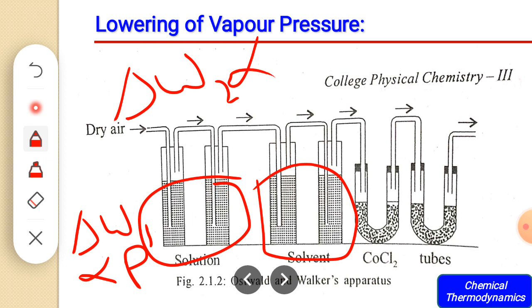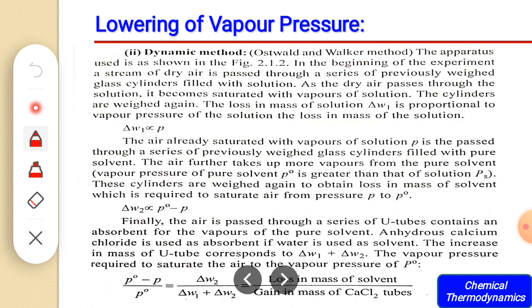is directly proportional to P0 minus P. It's very simple to define. Here you can observe that this is nothing but P0 minus P, and this is the other P. So this is the case here.